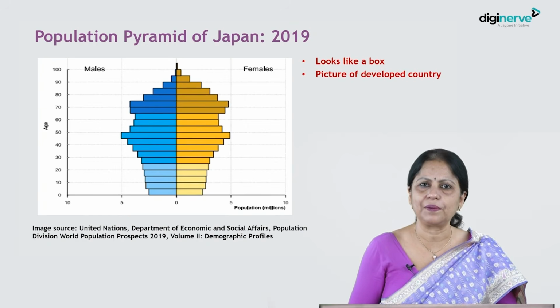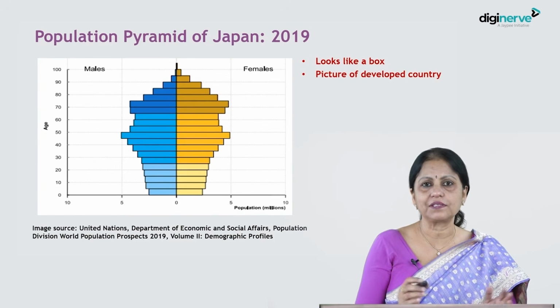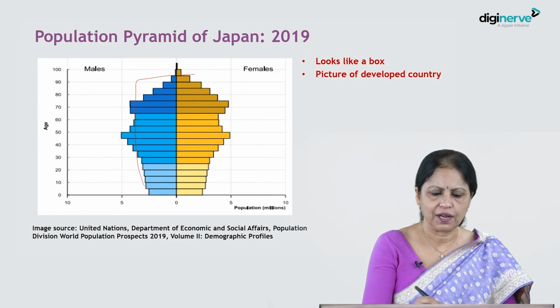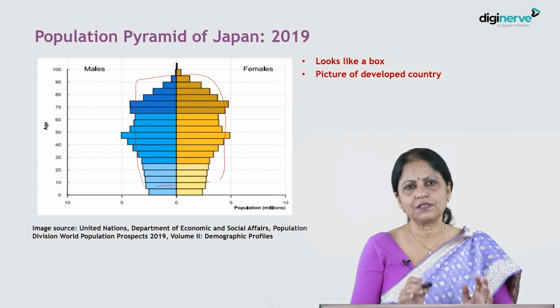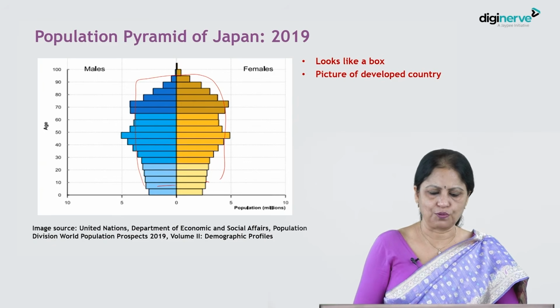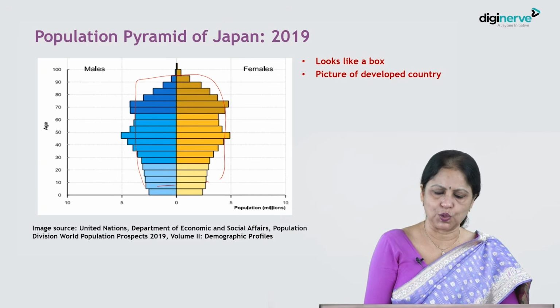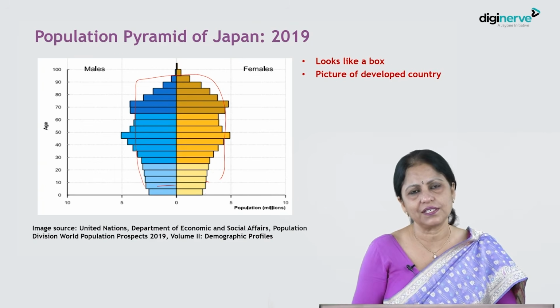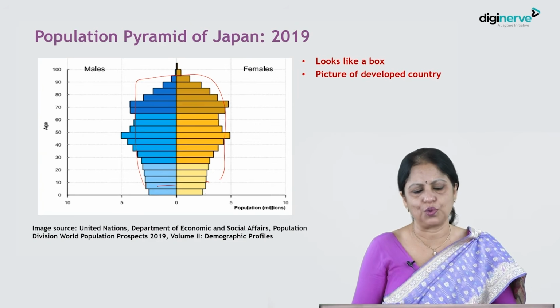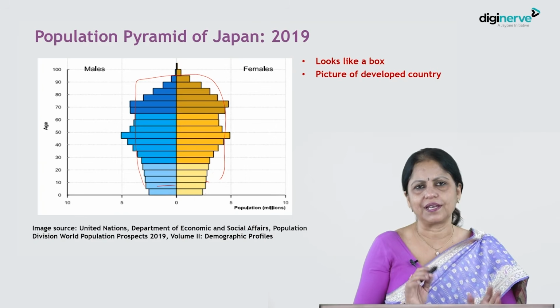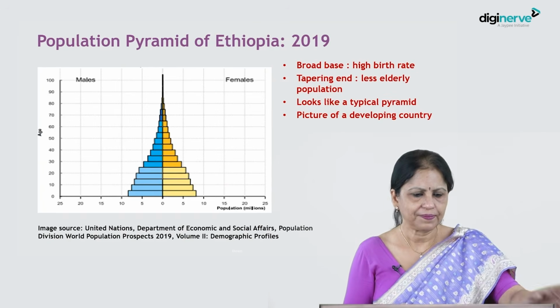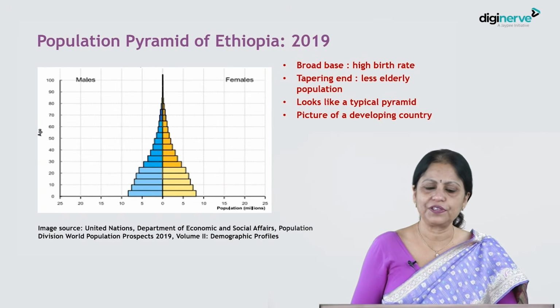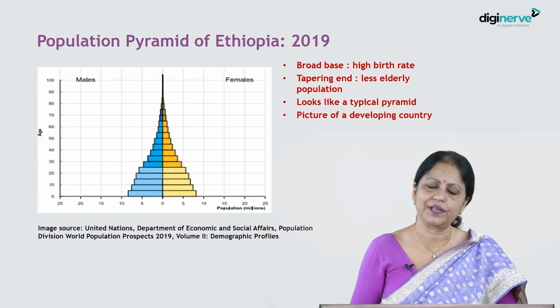It's not exactly like a pyramid. This double histogram has a different shape. It looks more like a box. So this is a picture of a developed country. What happens here is fertility is low, newborns are less, child population is less, and mortality is less. Hence, people are living up to older age. So there is a bulge in the middle and it looks more or less like this shape. This is the population pyramid of Ethiopia. Ethiopia is a low income country.